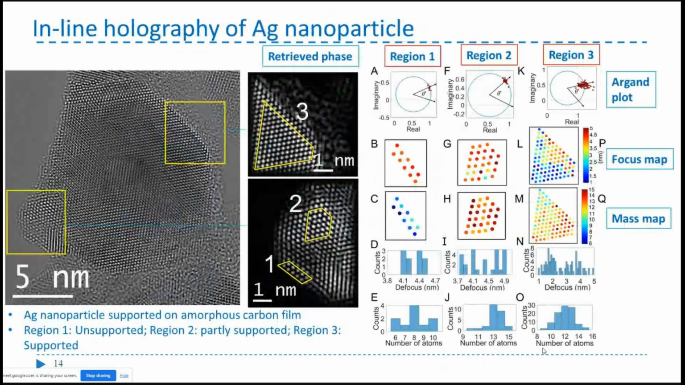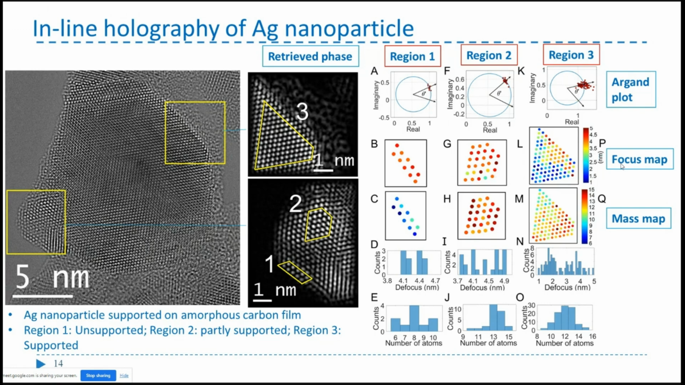So that was the simulation. Now this is experimental. This is a silver nanoparticle, and you see here it's carbon. So this is fully supported. This region is partly supported, and this is the unsupported region. And we have done the same thing. You see in the unsupported region, all the spots are on the Argand plot. Here it is deviating. It's partially supported and here it's fully supported, so this deviation is more. So this is the focus map, and this is the mass map.